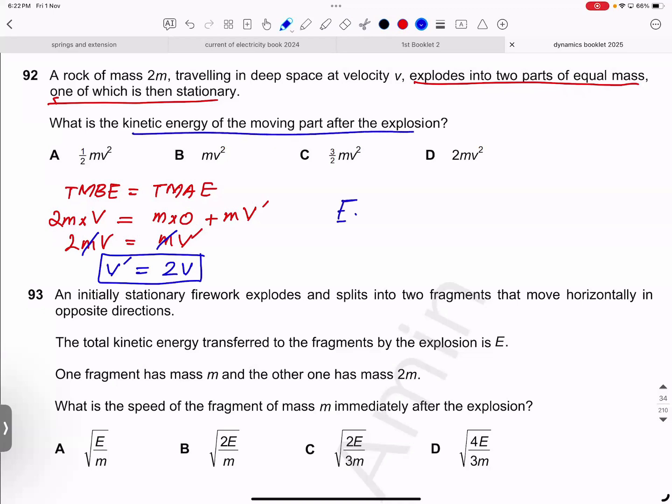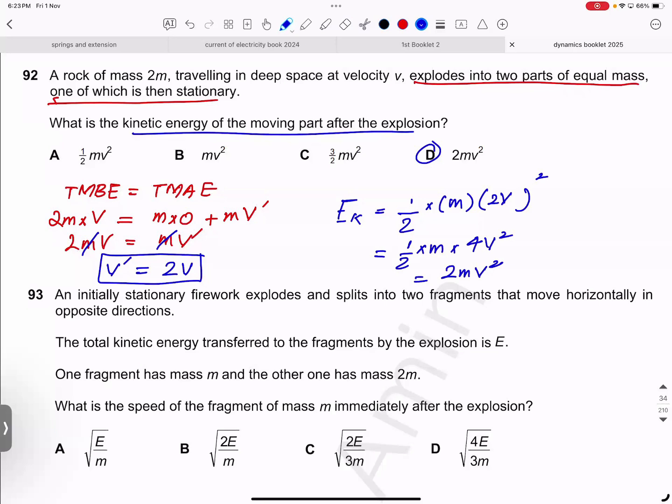Now you want the kinetic energy of this. So kinetic energy, my dear students, you know is half mv squared. And v is what? 2v. So half m 4v squared. So 4 divided by 2 is 2. So 2mv squared is the answer. Option is D.